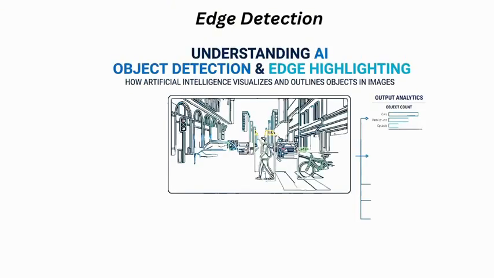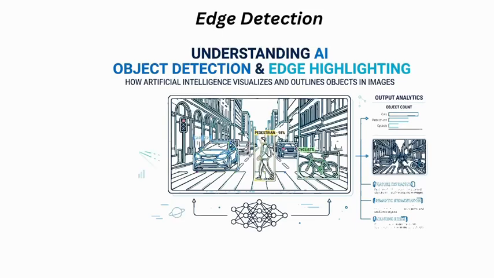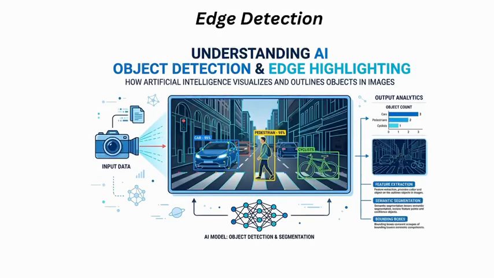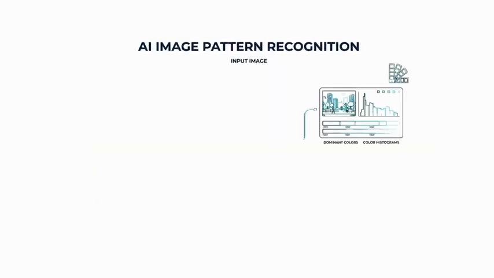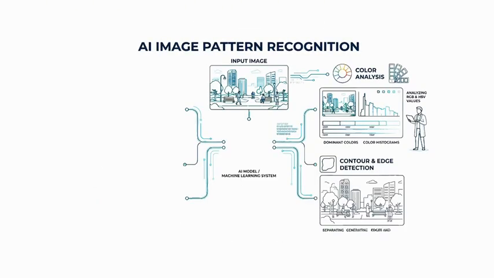After pre-processing, the system begins feature extraction. AI searches for important patterns such as edges, shapes, textures, colors, and contours. These features help the computer identify objects within the image.